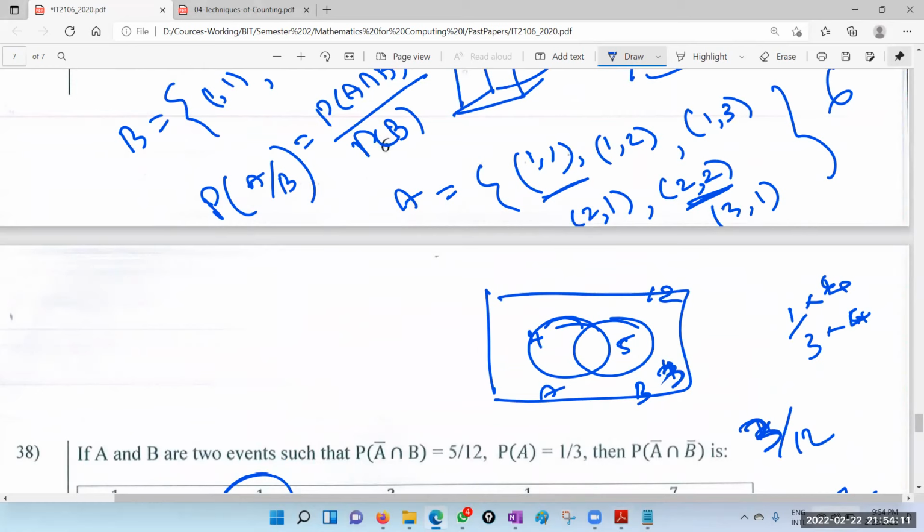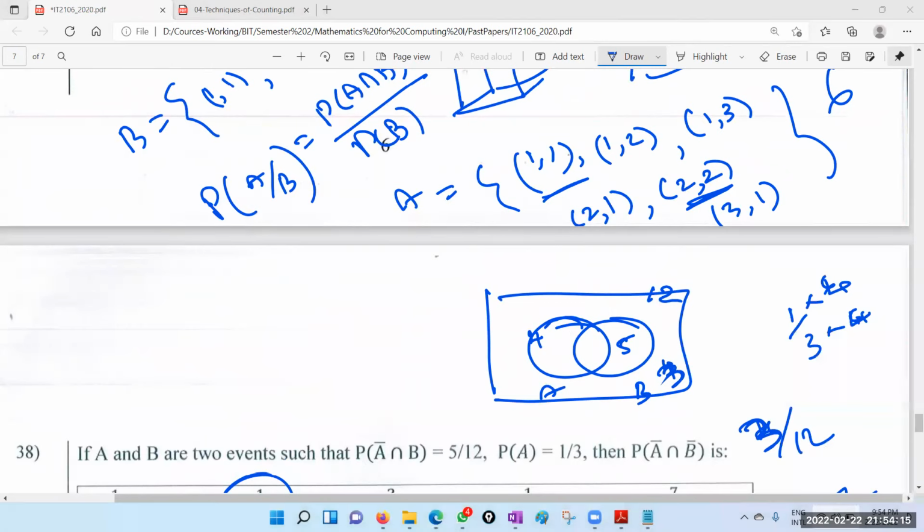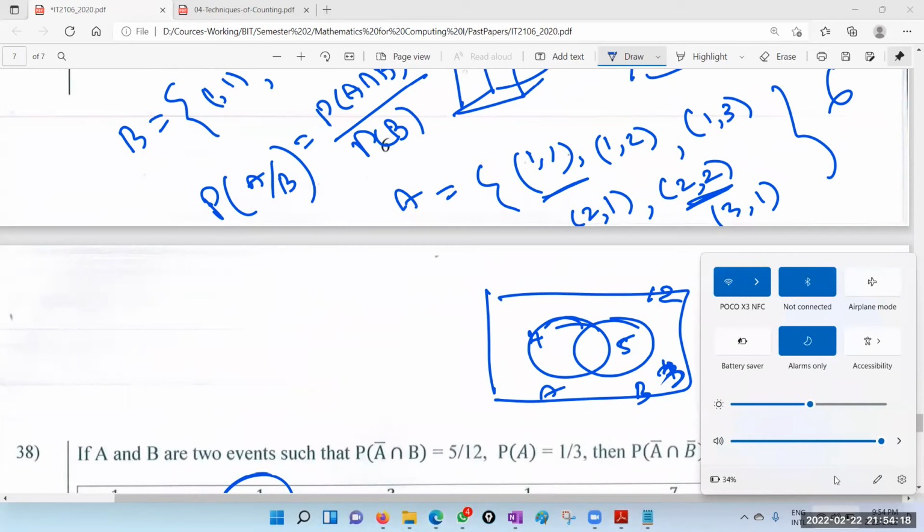Anyway, it's almost 10, right? How much battery power am I having? Oh, 34.